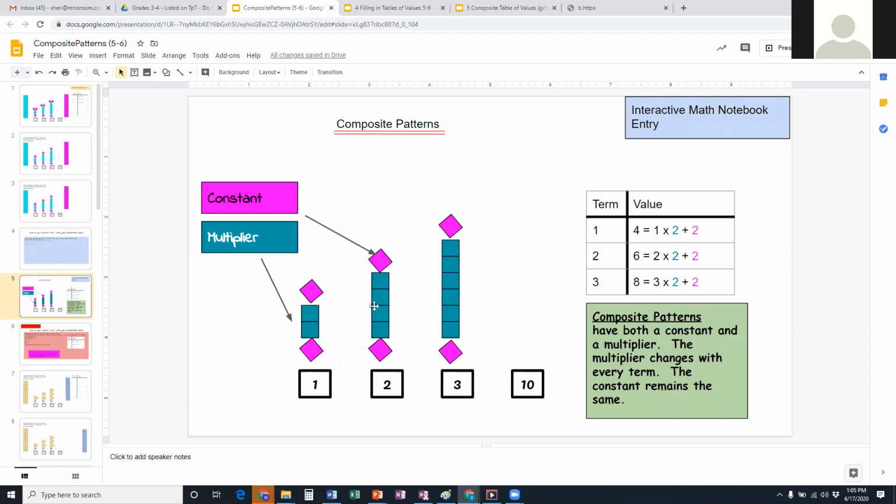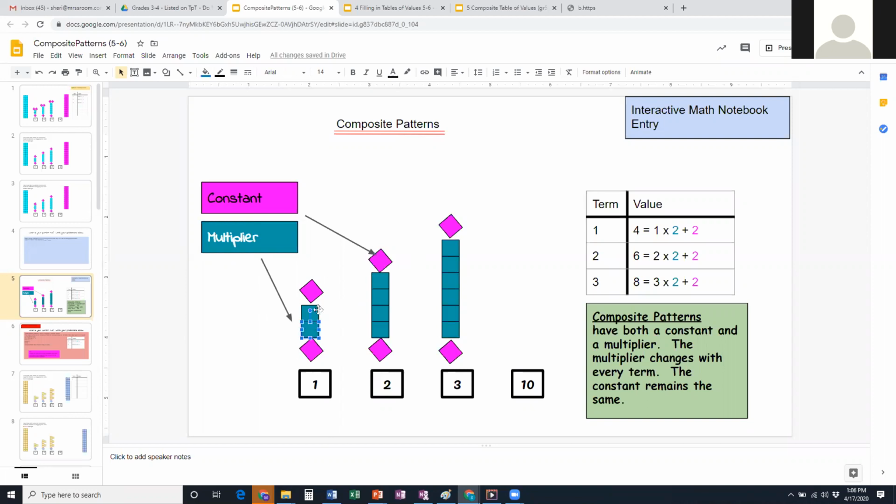So the next type of pattern we're going to look at is a composite pattern. A composite pattern is something that is made up of both a constant and a multiplier. A constant is something that's added onto the pattern, but it never ever changes. So if you look at our pattern here, we have 2 pink tiles in the first term, 2 pink tiles in the second term, 2 pink tiles in the third term, and if we were to go to the 100th term, we'd still have 2 pink tiles.